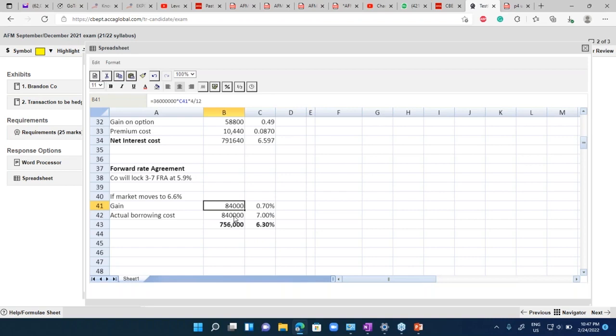Actually, we will give all the reasons. We will compare FRA with the future, then with the option, and you can write that overall forward is better. So we will select forward on the basis of financial analysis. Means on the basis of benefit, we will select the forward agreement. It is 756,000.